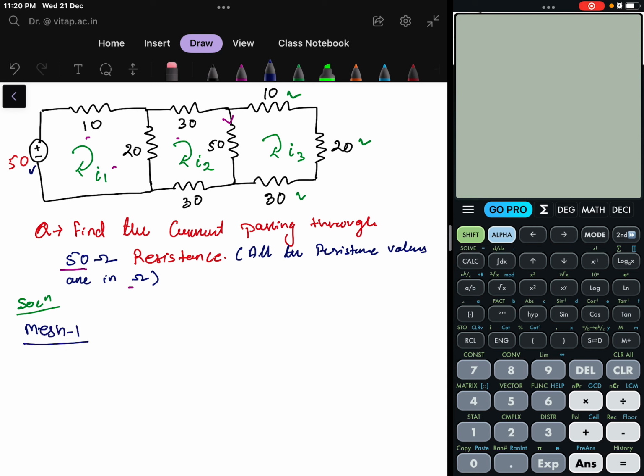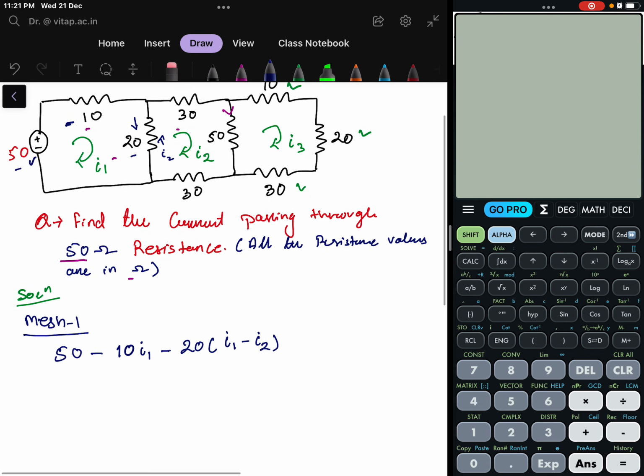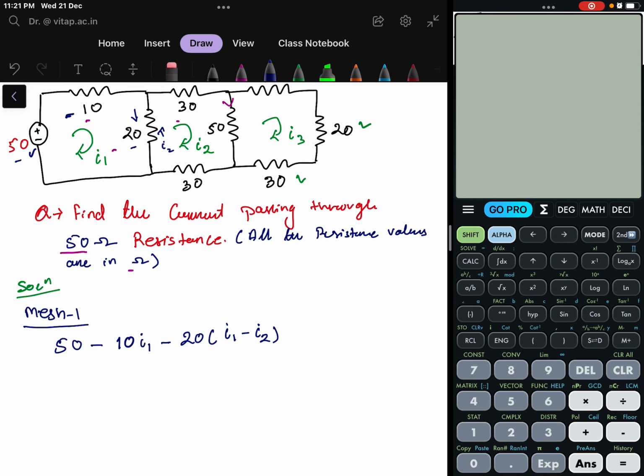Let us consider mesh 1 first. I will be starting with this 50 volt source. So it is 50 volts minus the voltage drop across this 10 ohm resistance, which is 10 into I1. Then again minus the voltage drop across 20, so this is 20 into the current flowing through it, I1 minus I2, because I1 is in this direction and I2 is in this direction. So this is my equation 1.